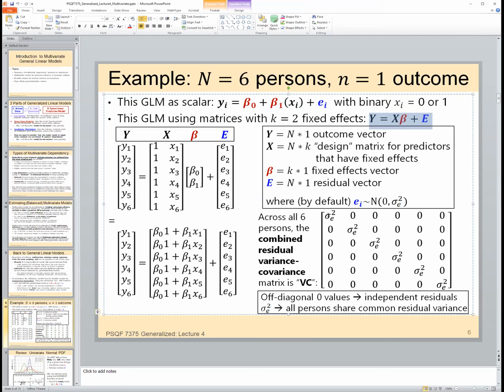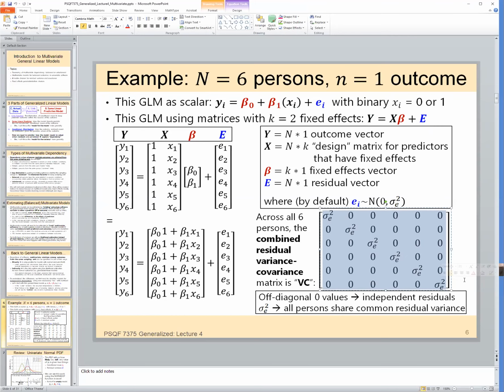And that works out to be what's known as a diagonal matrix here, where there are zeros in all the off diagonals, and on the diagonal is the same residual variance. What this is saying is that everybody shares one residual variance estimate, and there is no covariance or correlation between the residuals across people. So even though each person is a row or a column, and one person can't have a residual variance all by themselves, we borrow across people to estimate one residual variance.